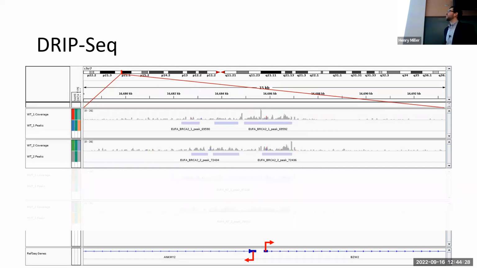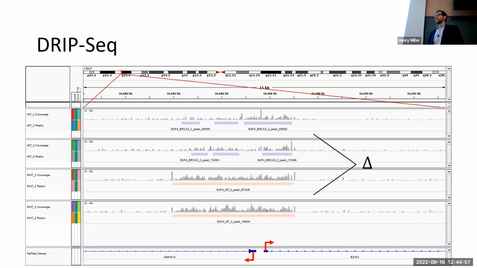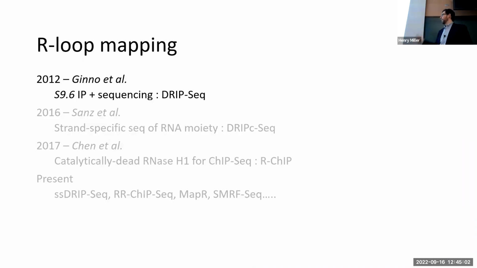So in this study, we had two conditions. These are all cells that overexpress wild type BRCA2. And we also have two samples that have mutant BRCA2. And so these are those samples here. And we can see very clearly that the R loop here is not only stronger, but it's also wider. And so that is really the power of DRIP sequencing and other R loop mapping assays, is they can tell us the differences in R loop formation that occur due to biological condition. Okay, so that's DRIP sequencing in a nutshell.